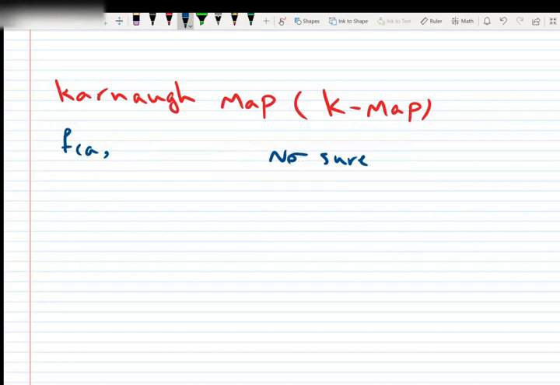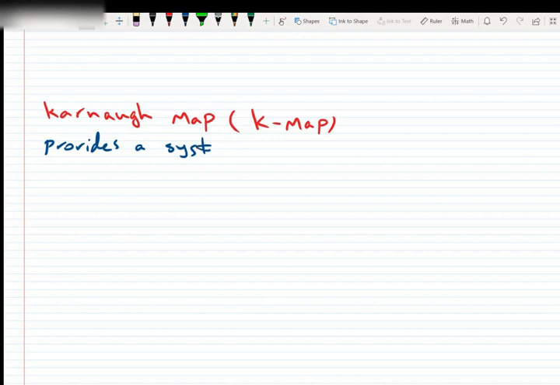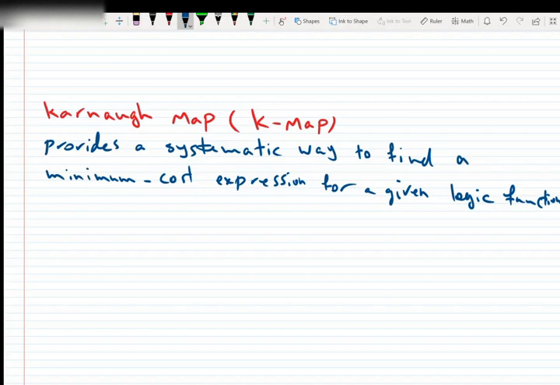So here we say that the Karnaugh map provides a systematic way to find a minimum cost expression for a given logic function. Minimum cost means less number of gates, and of course the fastest possible gates. So we know what is min term.